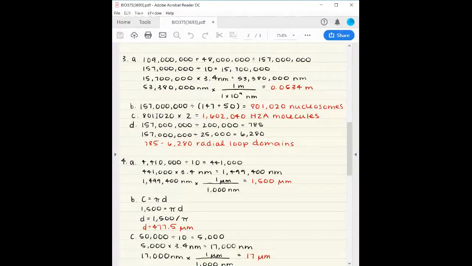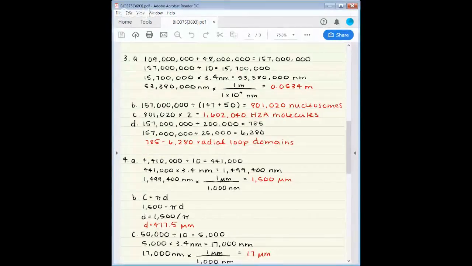There are 2 H2A molecules per nucleosome. So I multiplied 801,020 nucleosomes by 2 and got 602,040 H2A molecules. And then for D, how many radial loop domains would you expect to find within this translocation chromosome?